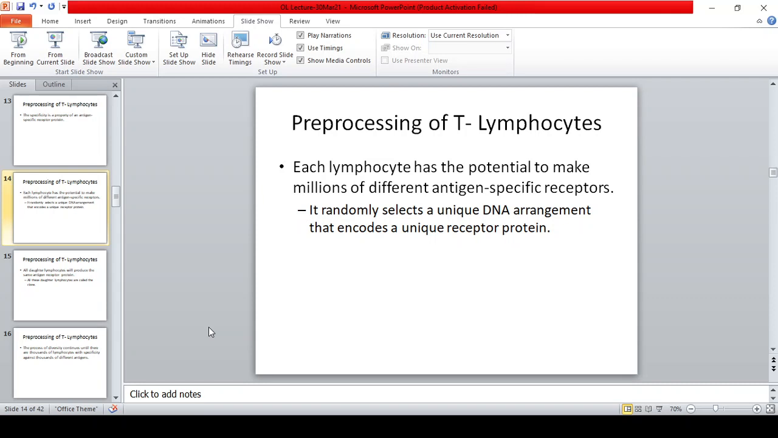Now, what happens? That lymphocyte randomly selects a unique DNA arrangement that encodes a unique receptor protein. So simply, each lymphocyte, although it has a choice to make millions of receptor proteins, will randomly select a unique DNA arrangement to encode or to make a unique receptor protein, and that is the receptor.